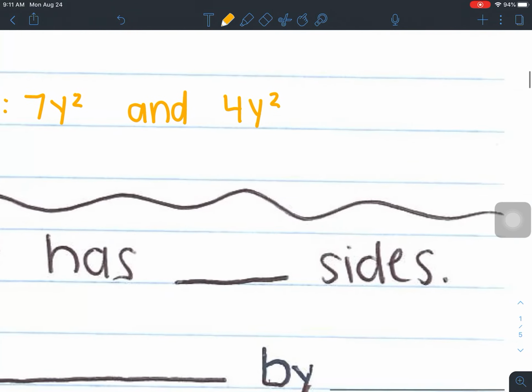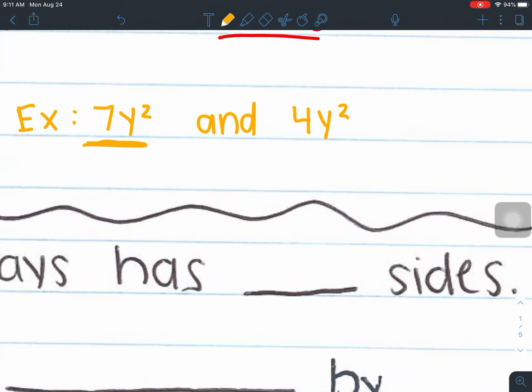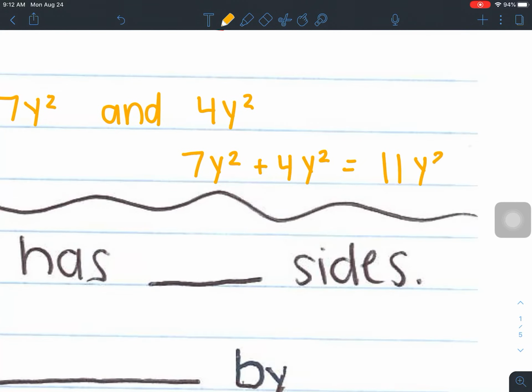So it does not matter what the coefficient is. The coefficient here is 7, the coefficient here is 4, but it doesn't matter that they're different, as long as their variable is the same and their exponent is the same. In this case, these are like terms because they both have a y and they both have an exponent of 2, so they are like terms. So if I wanted to combine this, I could. 7y squared plus 4y squared would give me 11y squared. So if I have 7 of these and 4 of these, in total I have 11 of these.